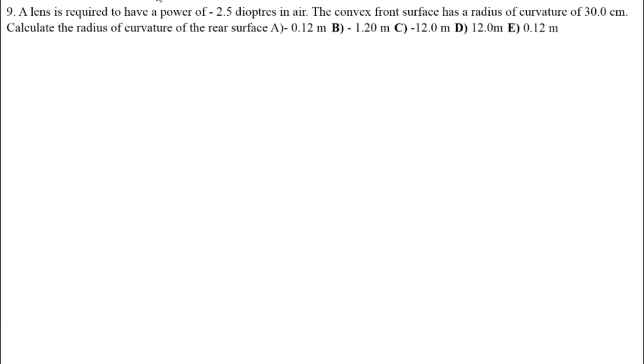A lens is required to have a power of minus 2.5 diopters in air. So the power of the lens is minus 2.5 D, and the convex front surface has a radius of curvature of that. So R1 is 30 centimeters, and of course we are asked to find R2.